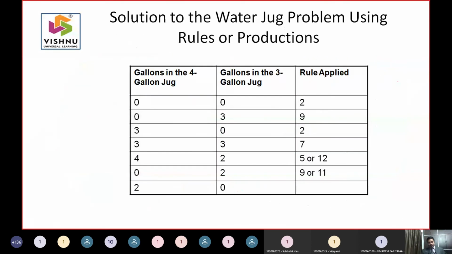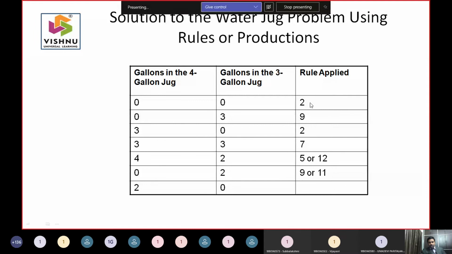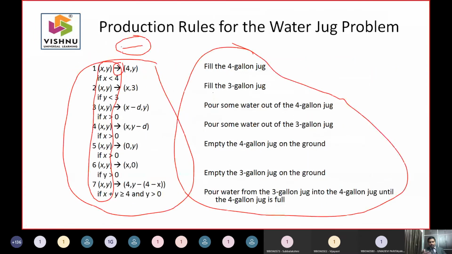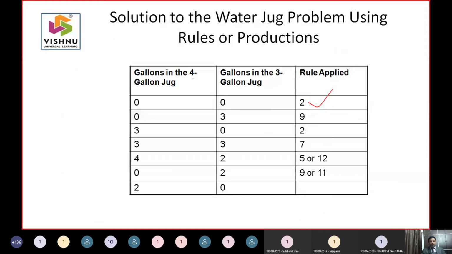So this is what it is. From the 0,0 state to 0,3, I have applied the rule called 2. These productions I have written here. We have also seen, fill the 3-gallon jug is the second rule. From 0,3 to 3,0, I have applied a rule called 9. This is the rule that is applied. From 0,3 to 3,0, I have applied a rule called 2.